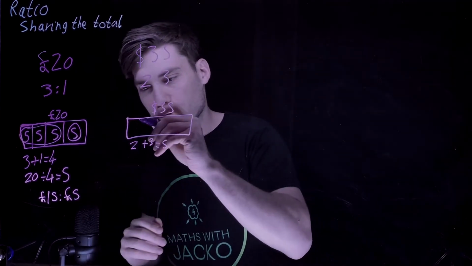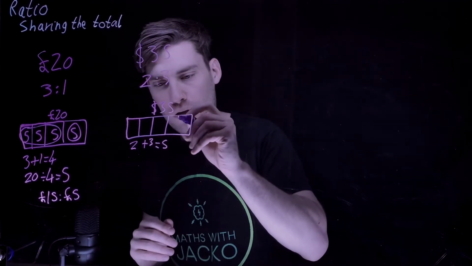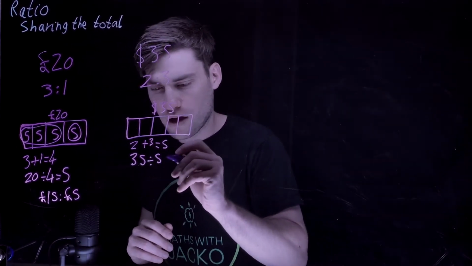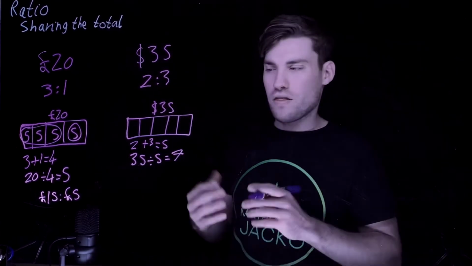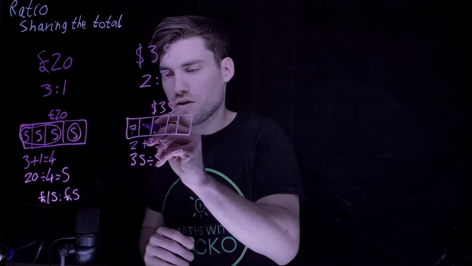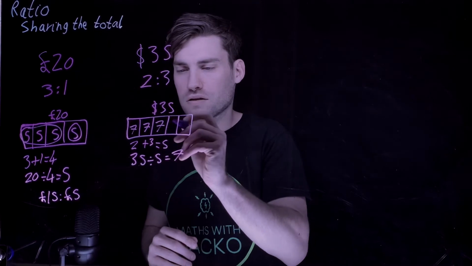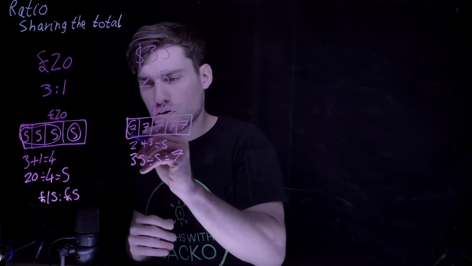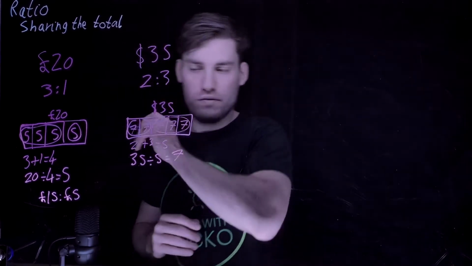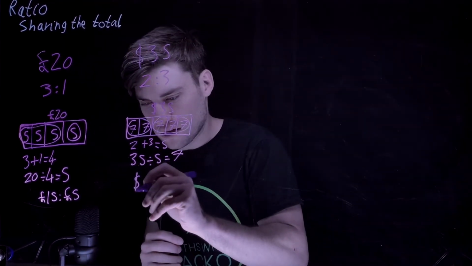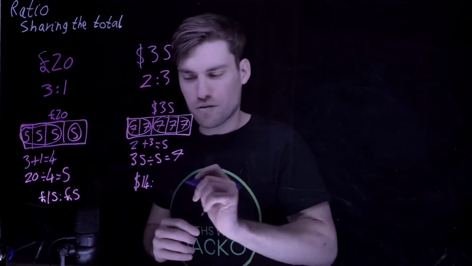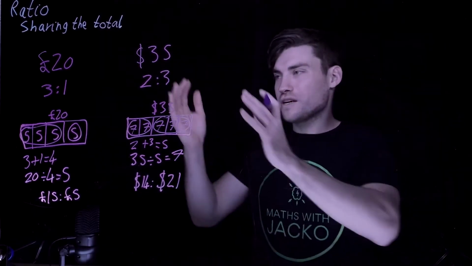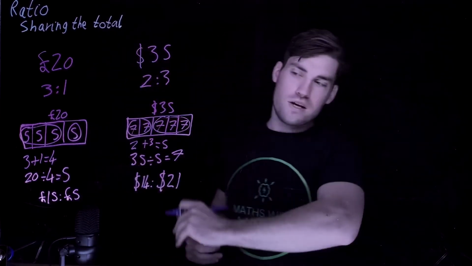So 5 parts, 2, 3, 4, 5. And then we're going to do 35 divided by 5, which equals 7. And then that 7 just goes in each box like this. There you go. So then we want 2 7s and 3 7s. So 2 7s is 14, last time I checked. And then 3 7s is 21. So we have $14 to $21. So you can see 2 lovely examples there for you.